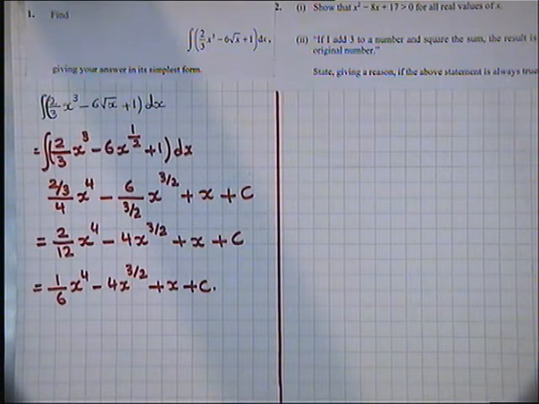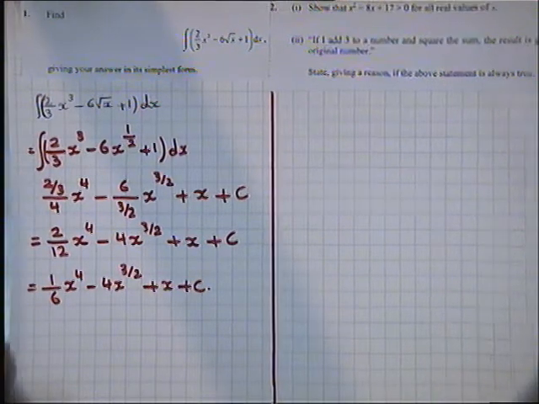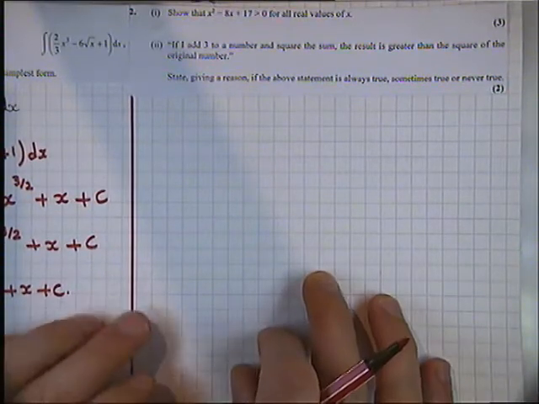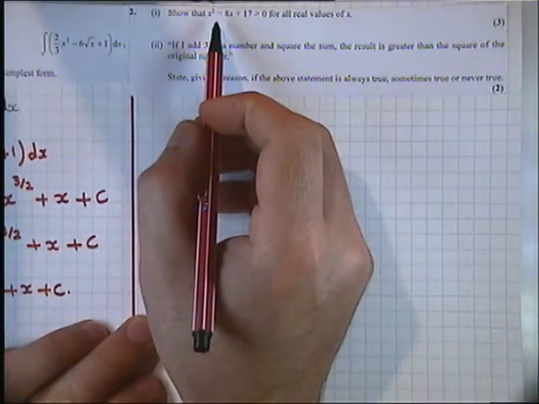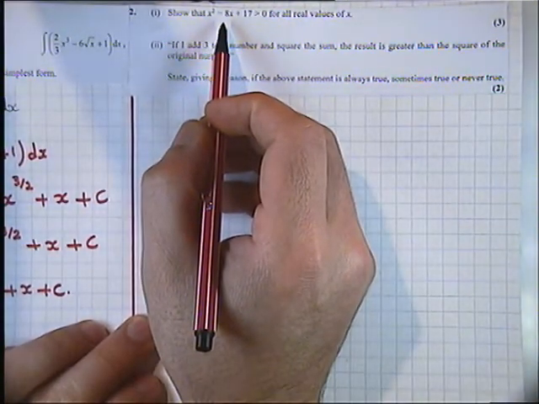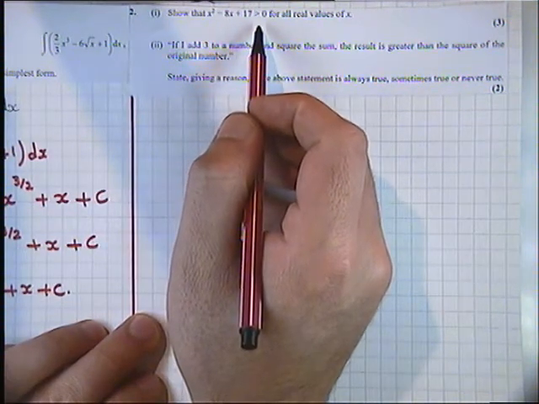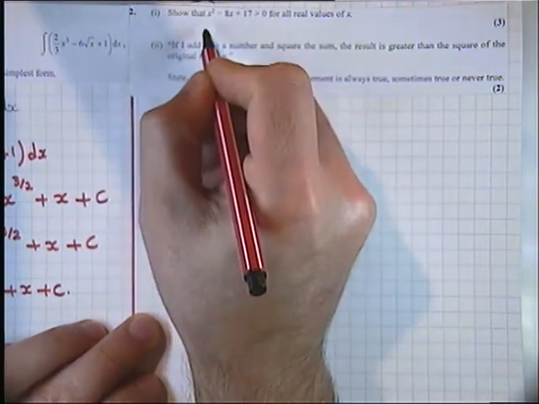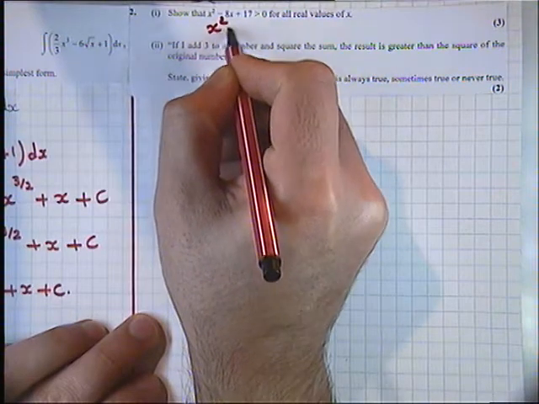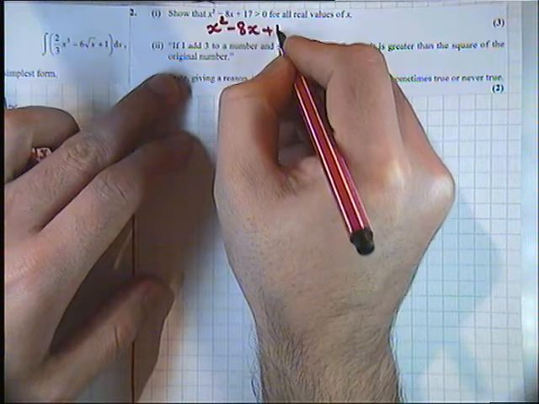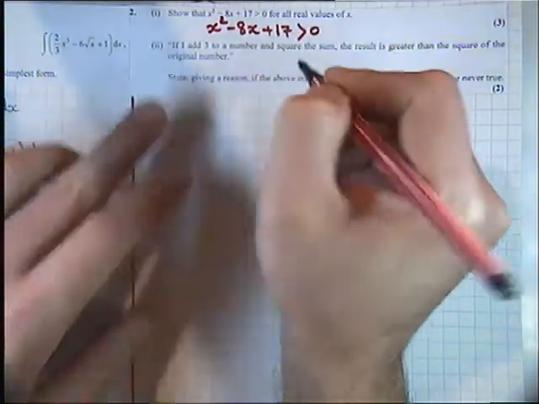Okay, so let's move on to question 2 now. It says show that x squared minus 8x plus 17 is greater than 0 for all real values of x. x squared minus 8x add 17 is greater than 0.